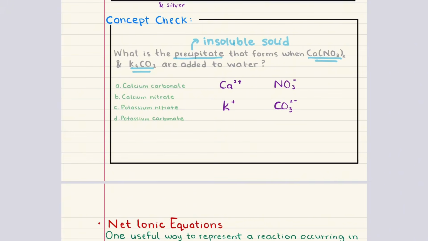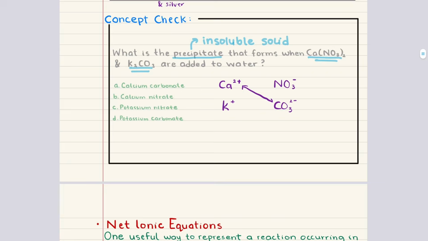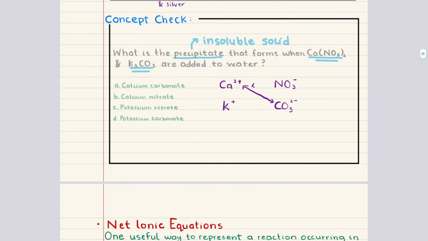And now I want to pair the ions to see which combinations could form. Nitrates are always soluble, so both calcium nitrate and potassium nitrate stay dissolved. Group 1 salts like potassium carbonate are also always soluble. That leaves calcium with carbonate. According to the solubility rules, carbonates are insoluble except with group 1 and ammonium. Calcium is not an exception here, so calcium carbonate is going to form an insoluble salt. And that means the correct answer is calcium carbonate.